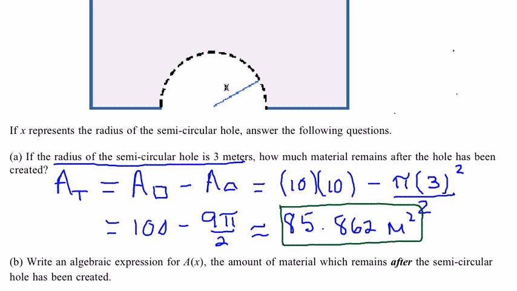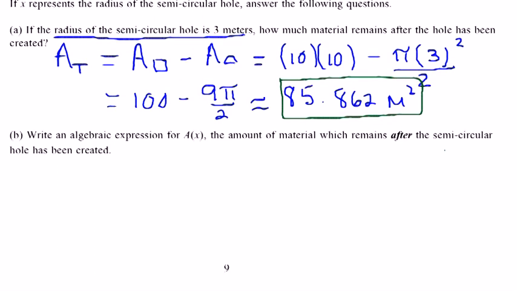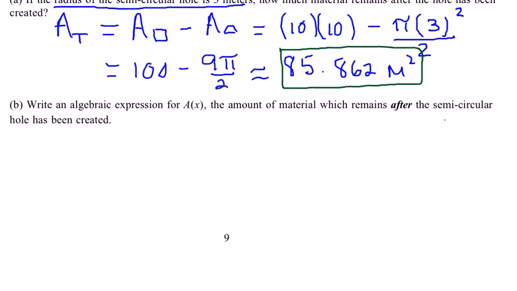Okay, now we're ready to move to part B. Okay, so let me just scroll down a little bit. Part B says to write an algebraic expression for A of x, which represents the amount of material which remains after the semicircular hole has been created. Okay, well, this is the same problem that we just did in disguise. If I want to find the amount of material that remains, again, I'm going to find the area of the square minus the area of the semicircle.